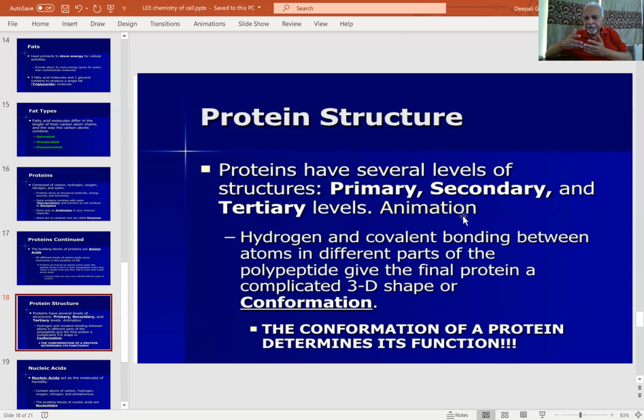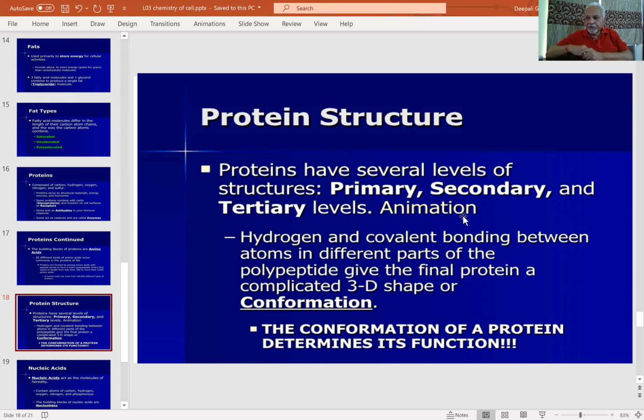Ultimately, the way proteins fold themselves inside the cell determines their function. If a protein is not folding itself properly, then it is not able to perform its function. So the structural organization of the protein in the cell to perform a function is very, very important.